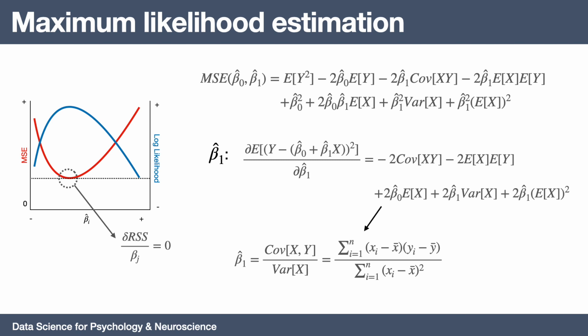So if you set this to 0 and solve for beta 1, what you return is the equation that we saw before: the covariance of xy over the variance of x. Now, showing this step, from taking the partial derivative of beta 1, setting it to 0, and solving for beta 1 itself, is left as a homework problem. So that will be up to you later.